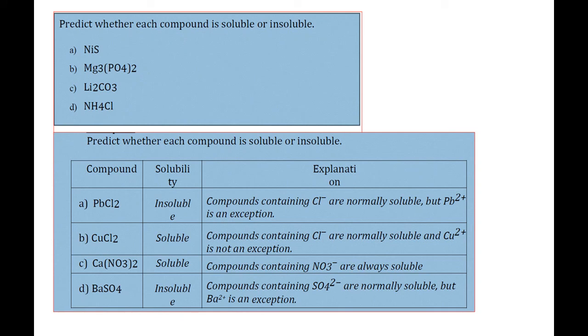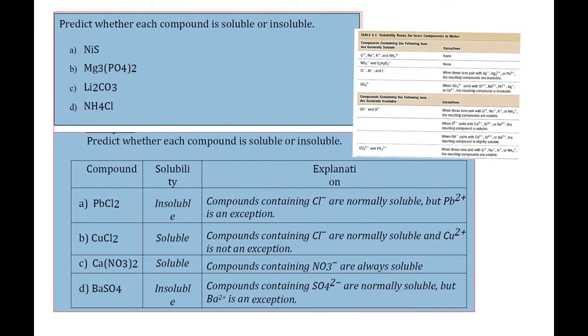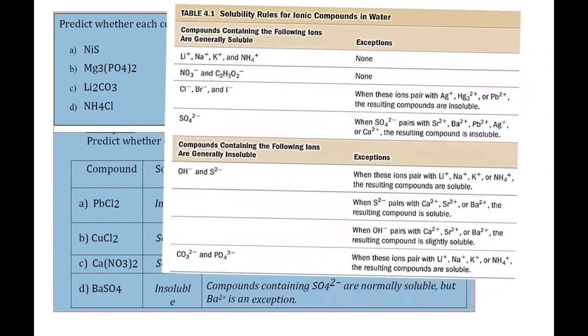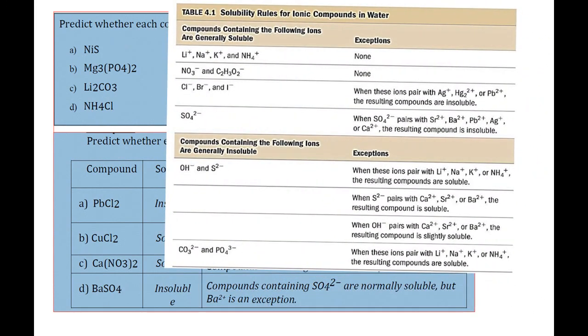Let's try to solve these questions. Predict whether each compound is soluble or insoluble. Nickel sulfide. If you go back to the solubility table, you will find that nickel sulfide is insoluble. Look here, nickel sulfide. What's written here? Sulfides are generally insoluble, and nickel is not in the exception. This means that nickel sulfide is insoluble.